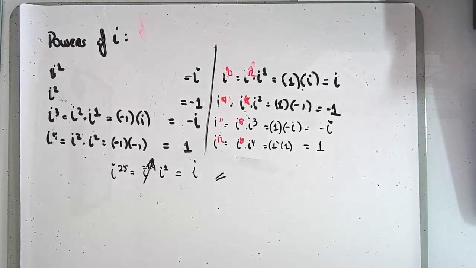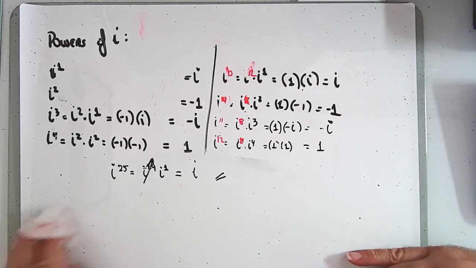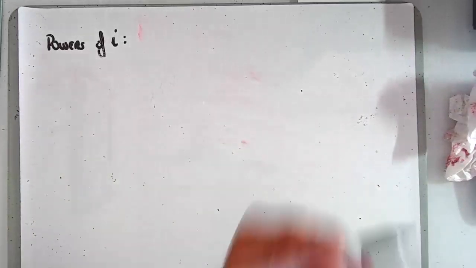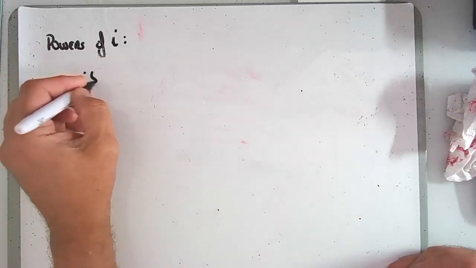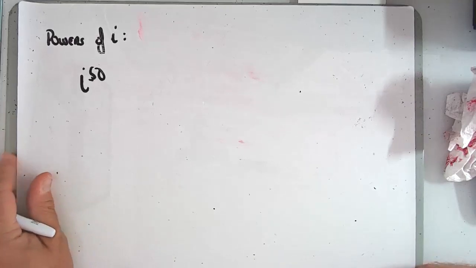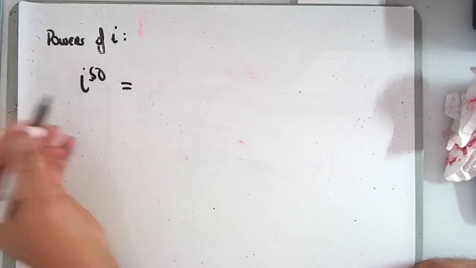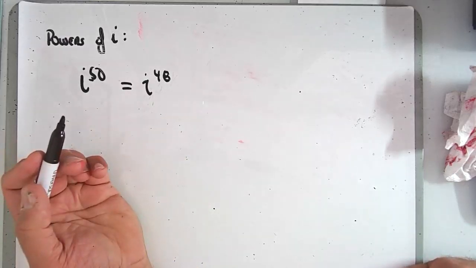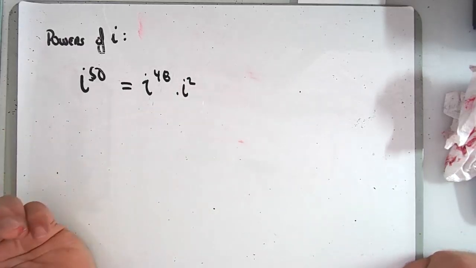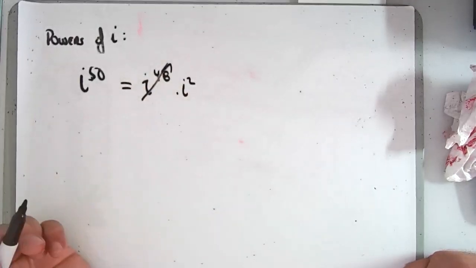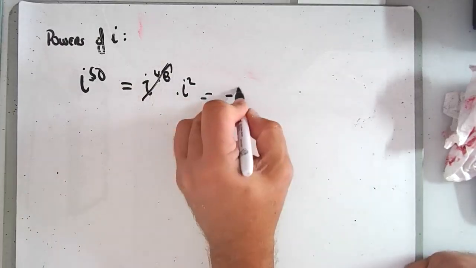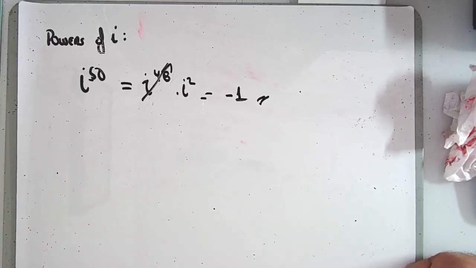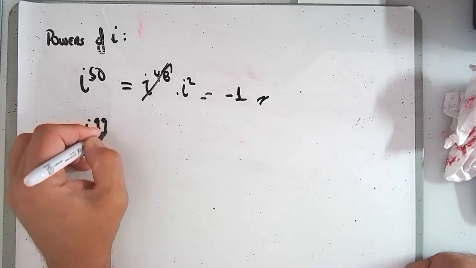Okay, let's try a couple more. If I ask you to find i to the 50. Let's find the closest multiple of 4. That will be 48. 12 times 4 is 48. And that will be i to the 48 times i squared. i to the 48 is 1, it's a multiple of 4. How much is i squared? -1.